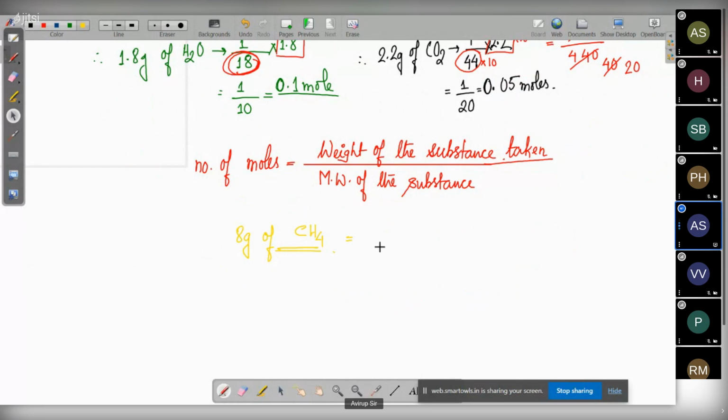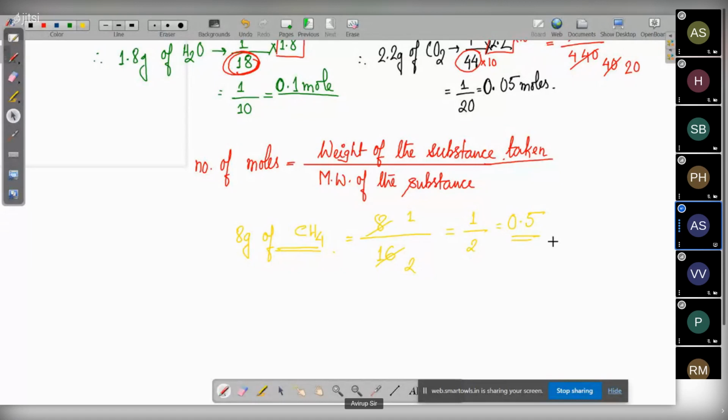Yes, so the molecular weight of methane is 16. So we put the value in the denominator, the molecular weight of the substance is 16. And how much weight of the substance has been taken? 8 grams. So you are getting 1 by 2, that is equal to 0.5.